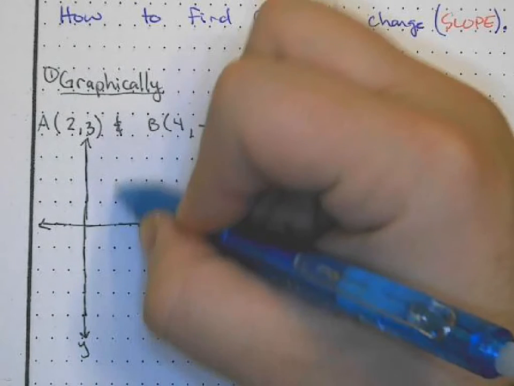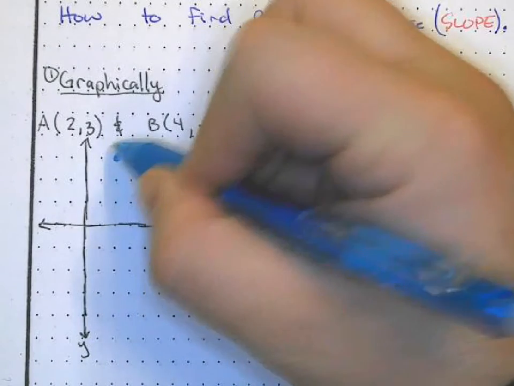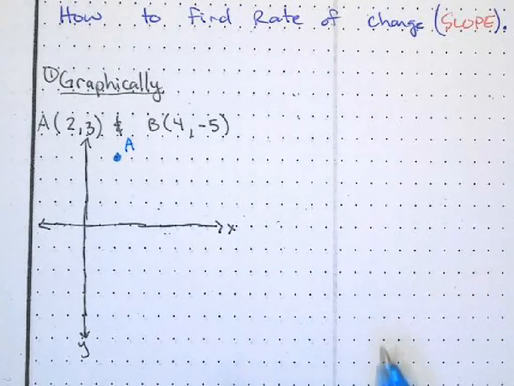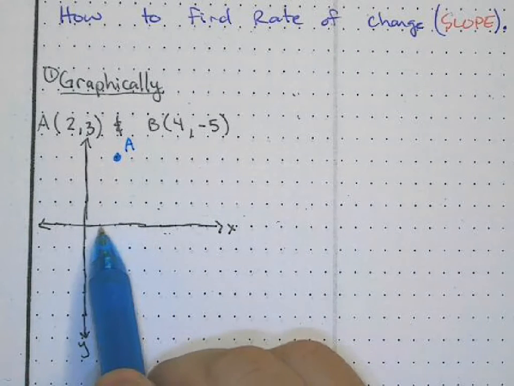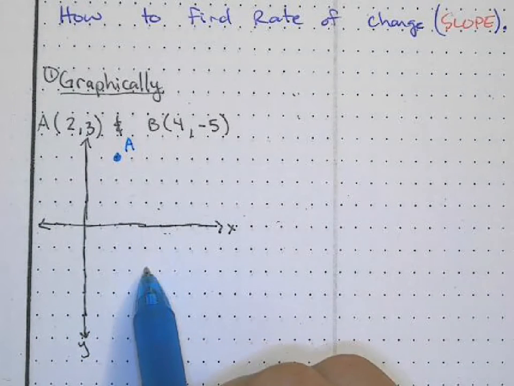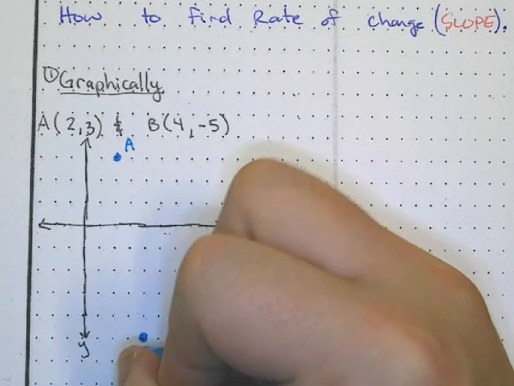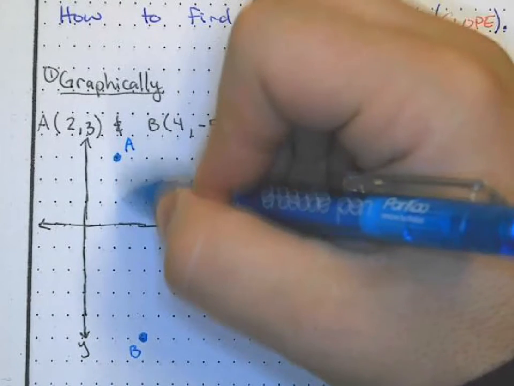So A is at 2, 3. So we'll call that point A. And then B is at 4, -5. 1, 2, 3, 4. 1, 2, 3, 4, 5. And this is our point B. We'll connect the dots.